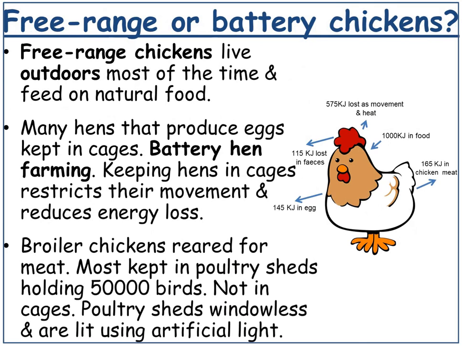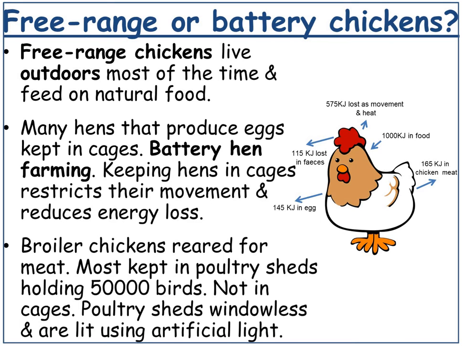Free-range or battery chickens. Free-range chickens live outdoors most of the time and they feed on natural food. Many hens that produce eggs are kept in cages, which is called battery hen farming. Keeping hens in cages restricts their movement and reduces their energy losses. Broiler chickens are reared for meat, and most are kept in poultry sheds holding about 50,000 birds. They're not in cages, but they are very densely populated.